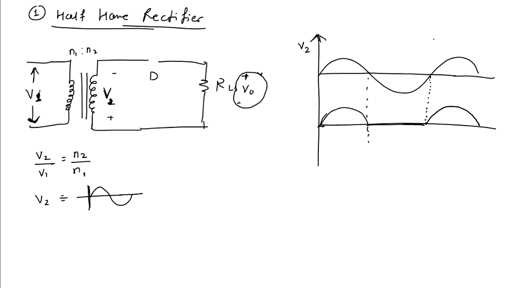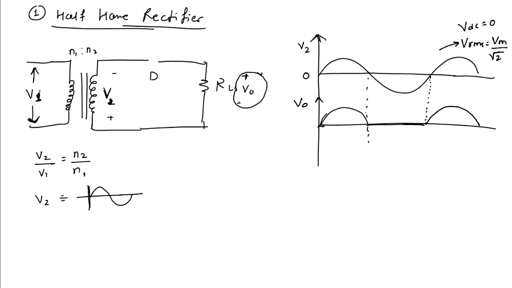Now for the input waveform, which is a full sinusoidal voltage, we have a DC value equal to 0 volt because it is oscillating around 0 volt, and the RMS value for this waveform is Vm by root 2. For the output voltage V0, the negative half cycle voltage is absent, only the positive half cycle voltage is there.